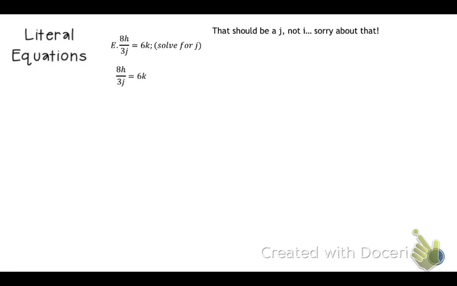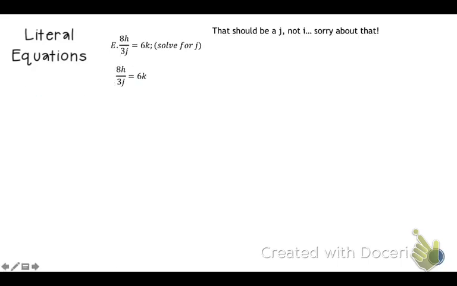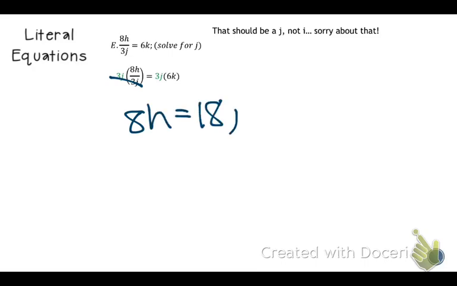So first let's get rid of the fraction. So multiply both sides by J. What just happened? Oh, I guess I did not finish this. So multiply both sides by J. So those cancel. And you're left with 8h equals 18jk. Okay, and we're solving for J.